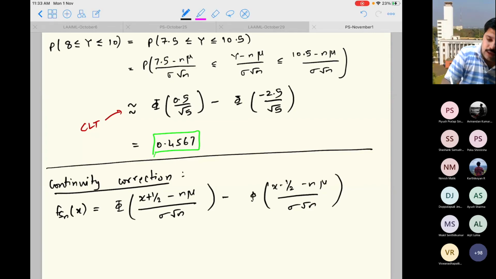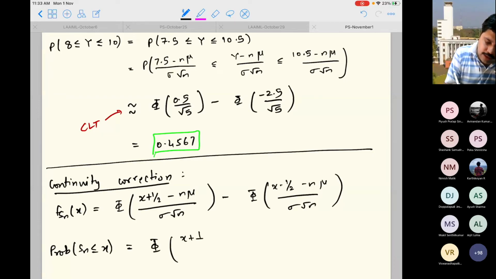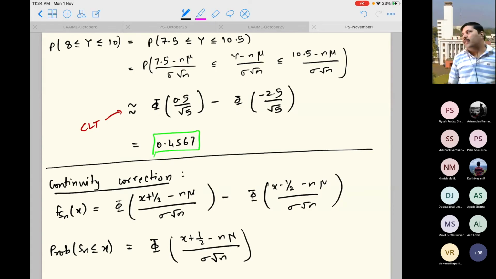And using this continuity correction, you will actually compute the probabilities. If you want to compute this probability using continuity correction, you should calculate x plus half minus n mu divided by sigma root n, right? So you have to go half a step further, a little bit further, and when you do that, you are actually accounting for that probability mass. That's the continuity correction that you will have to do. I hope this is clear to all of you.